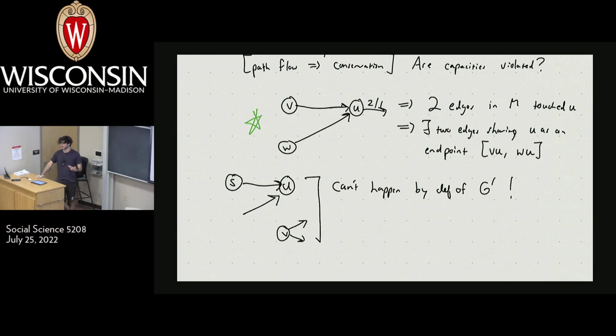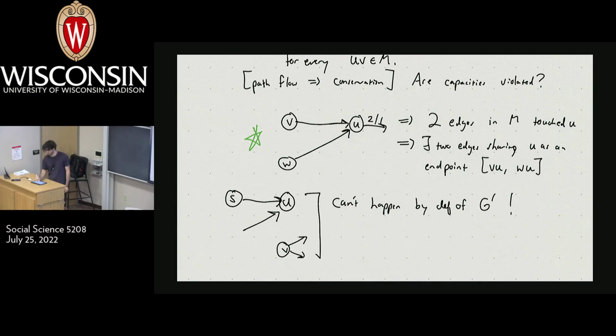Okay, so this implies that the flow is feasible. Yes? How can that situation happen? This one? Yeah, but you're completely separate matchings. So I get that that's what we're trying to say. That never happened. I'm supposing for contradiction that this happens.